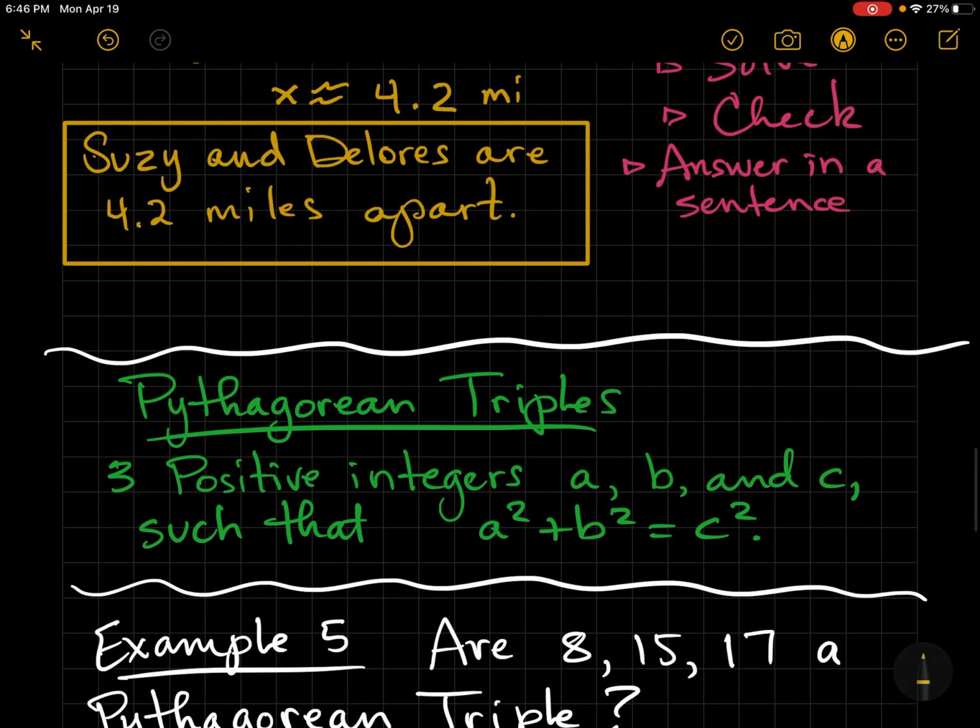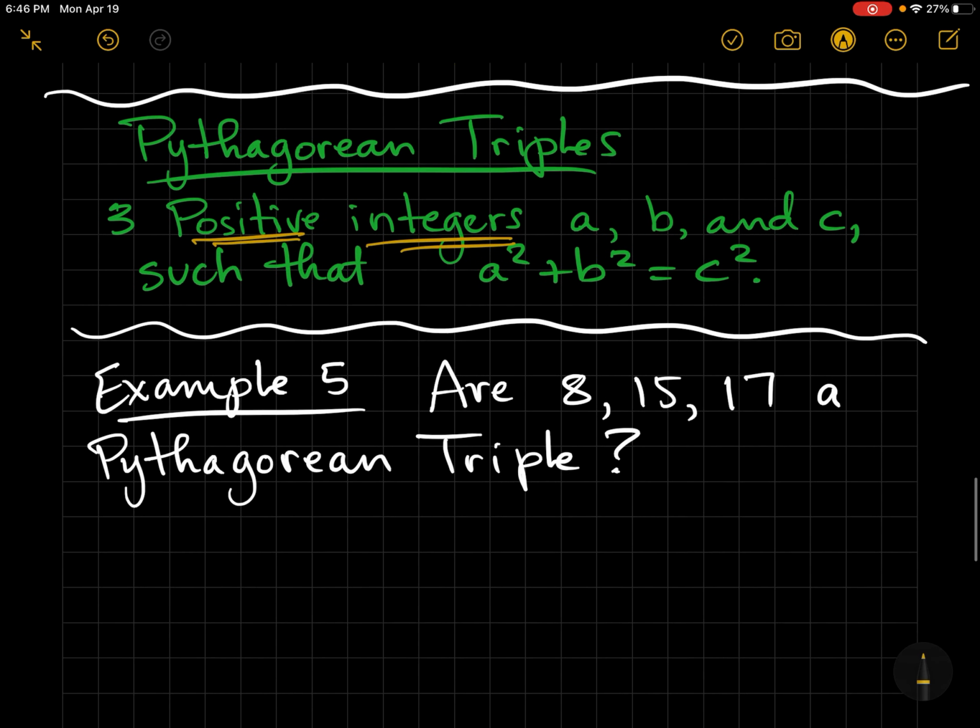Now, hopefully you've heard of Pythagorean triples. These are numbers that you'll often see. And to be exact, there are 3 positive integers, positive, so no negative numbers, where a squared plus b squared equals c squared. So if I ask you, are these numbers a Pythagorean triple? What I'm really asking you is, could these numbers be the sides of a right triangle? Which side would be the hypotenuse? The longest side. Okay? And 8 and 15.